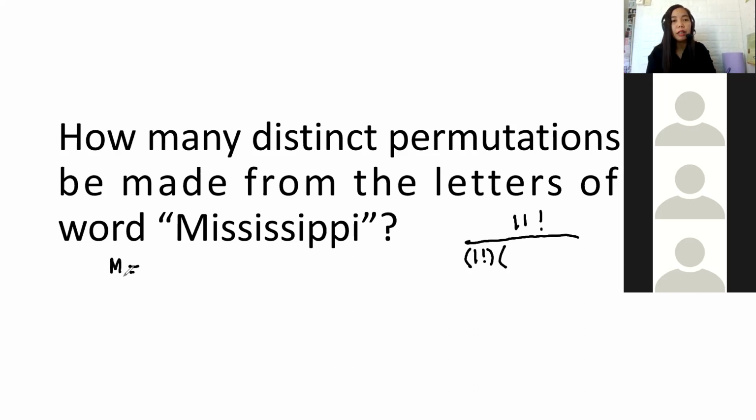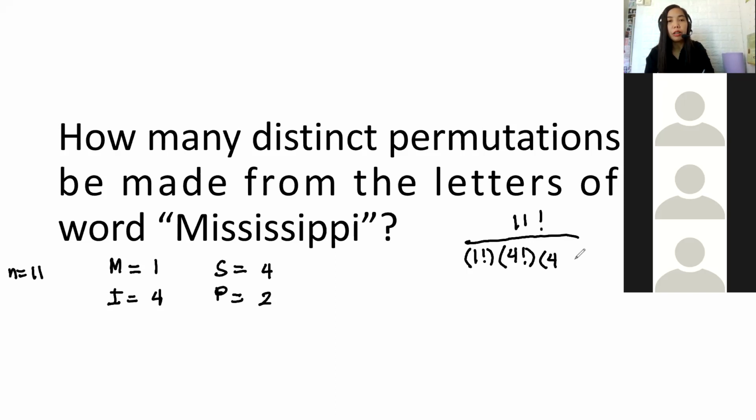M, ilan? I, ilan? S, ilan? P, ilan? So, again, ang N natin dito ay 11. M natin ay 1. I, 1, 2, 3, 4. S is 1, 2, 3, 4. P is 2. So, we'll have 1 factorial times, pwedeng hindi na isama si 1 factorial, 4 factorial times 4 factorial, and then 2 factorial. Thank you for that, Angelo. So, what is the answer?